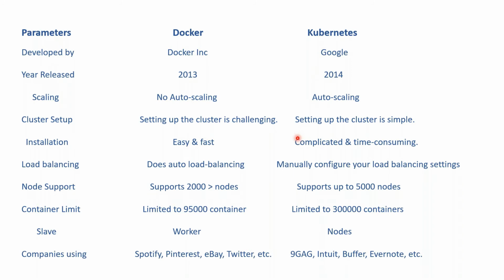And also the companies using them. These are the major companies that are using Docker and Kubernetes: Spotify, eBay, Twitter, etc. So many companies have deployed and are maintaining them. These are the major companies.